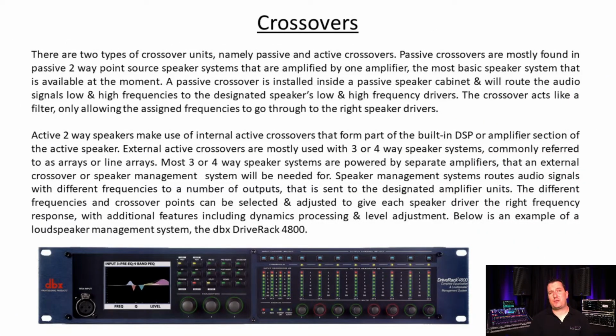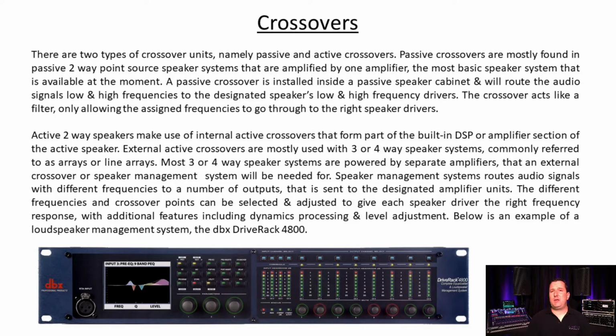There are two types of crossover units, namely passive and active crossovers. Passive crossovers are mostly found in passive two-way point source speakers that are amplified by one amplifier, the most basic speaker system that is available at the moment. A passive crossover is installed inside a passive speaker cabinet and will route the audio signals low and high frequencies to the designated speaker's low and high frequency drivers. The crossover acts like a filter, only allowing the assigned frequencies to go through to the right speaker drivers.